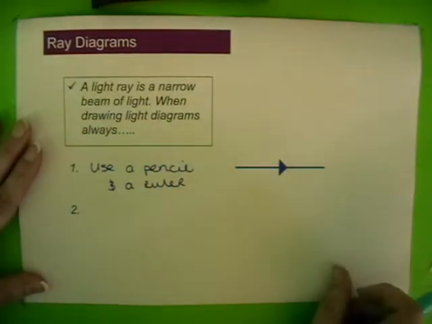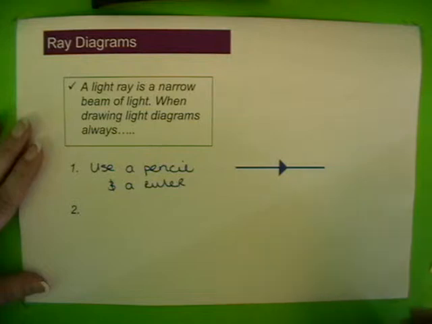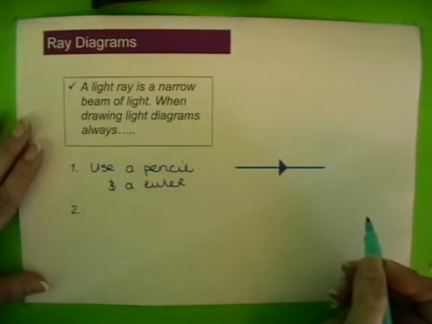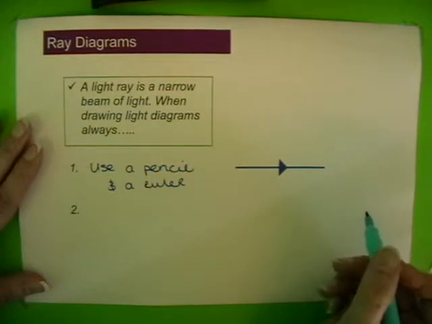The use of a pencil allows for easy correction in the case of a mistake or an error, and you must use a ruler because light itself travels in straight lines. What you're drawing is a ray to represent the light, therefore it must be a straight line. So you must use a ruler.